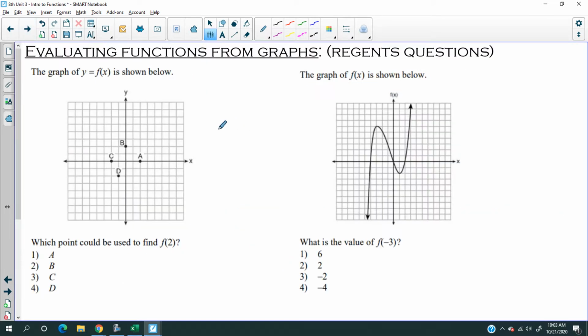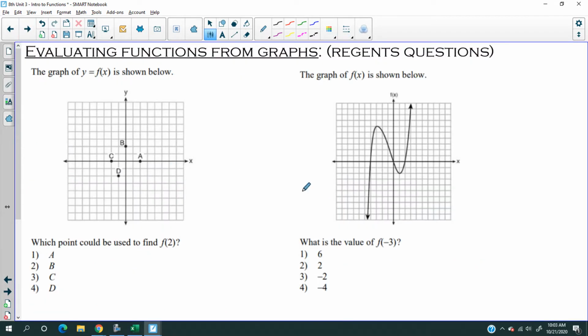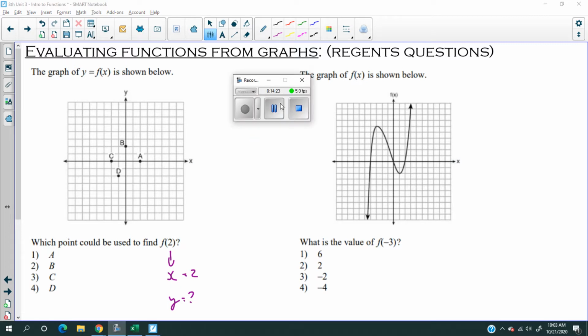Okay, all right, let's see. Now, the last one, you have to evaluate functions from an equation, right? Now we're going to evaluate a function from a graph. So all you have to do is this: f of 2, meaning if x were to be 2, where would you find y? Okay, go ahead, try these 2 on your own, all right? Press pause right now.